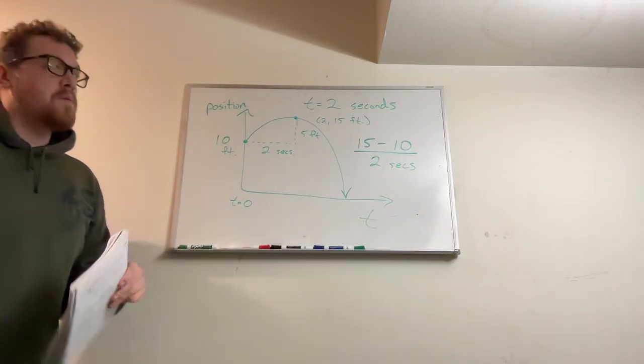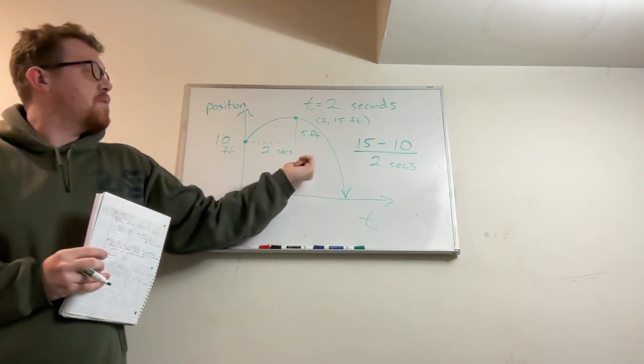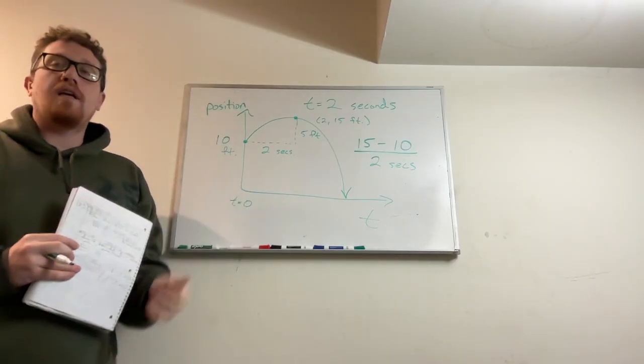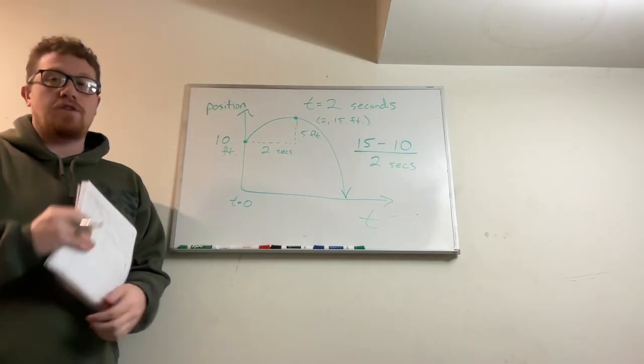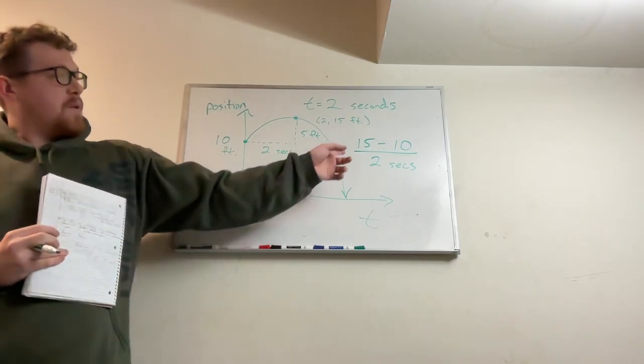Right, and this is what we mean by a difference quotient. It's the difference, how much you gained in the y direction, divided by how much it took in the x direction to realize that change in the y direction. So here we get 5 divided by 2.